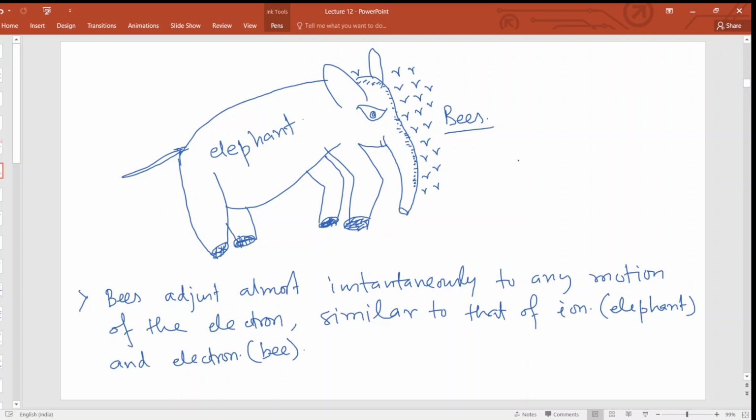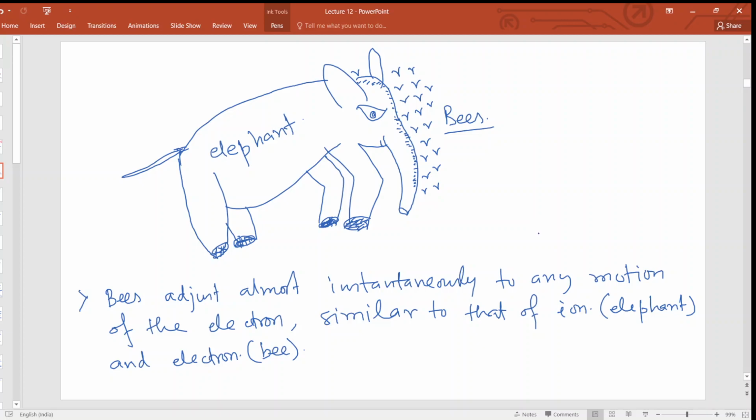What is happening here is that the bees are adjusting their position almost instantaneously to any kind of movement of the elephant. Now replace these bees by electrons and the elephant by the ion. This means that the ionic motion will be much slower compared to the electronic motion, so at any given point of time the electrons can adjust their position to the motion of the ion.